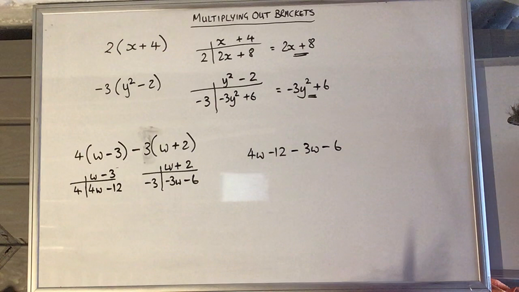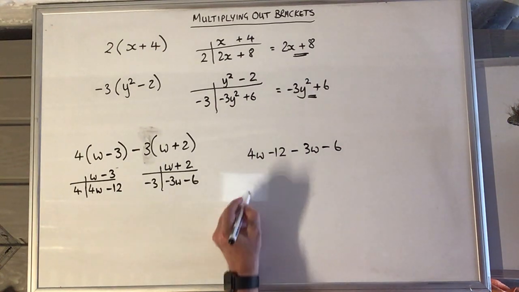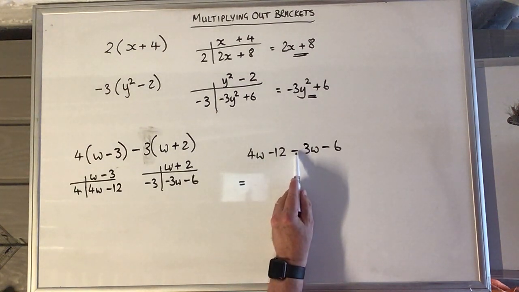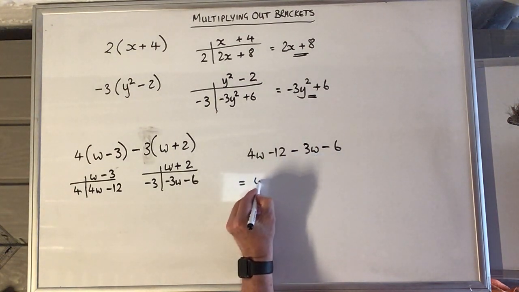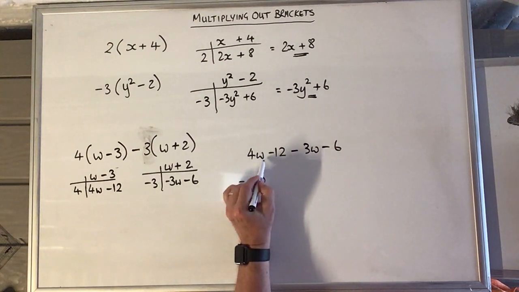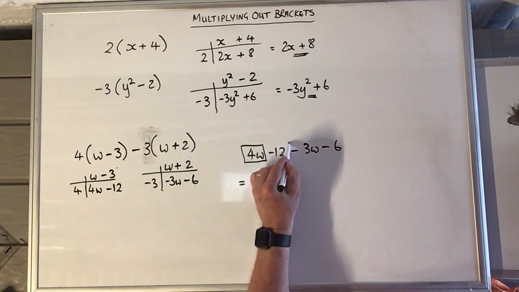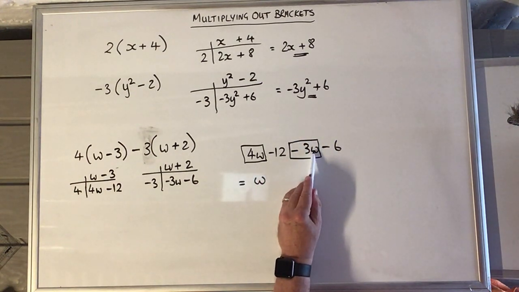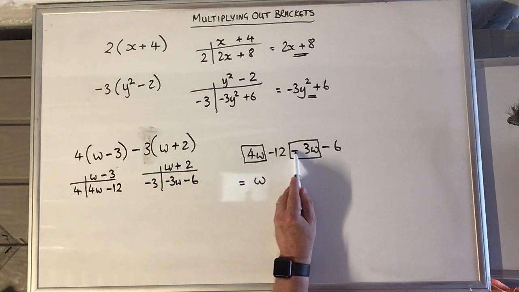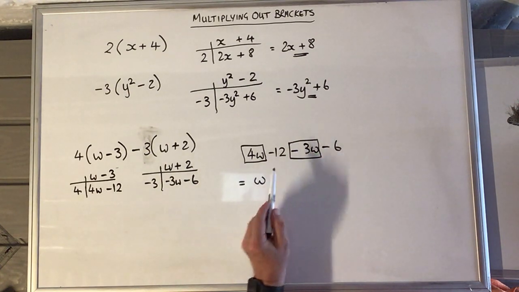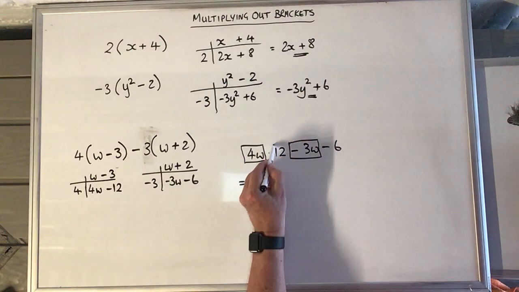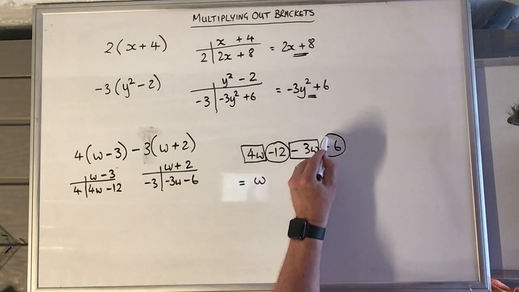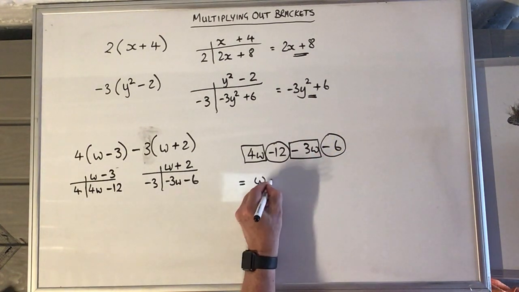Now we have to tidy it up. Remember, we can only tidy up things that are the same, but we've got a few things here that are the same. 4w minus another 3w leaves me a w. Always a good idea to box them so you don't forget about the operation. The operation here is to do what comes next. And the next bit is negative 12, so let's go for that, negative 12 minus another 6 gives me minus 18.